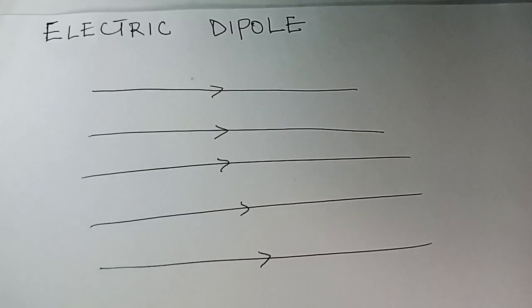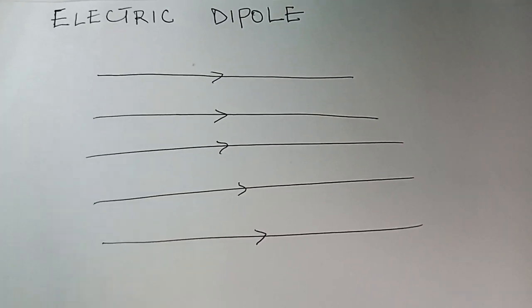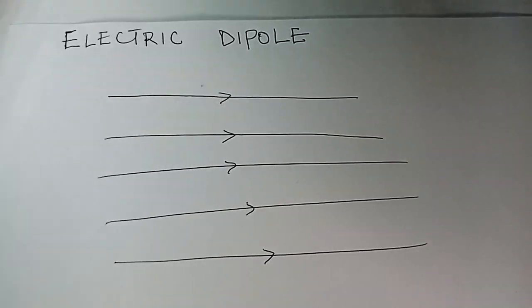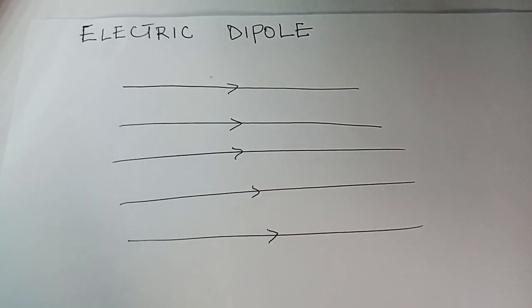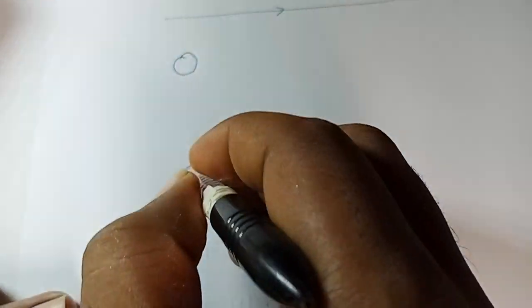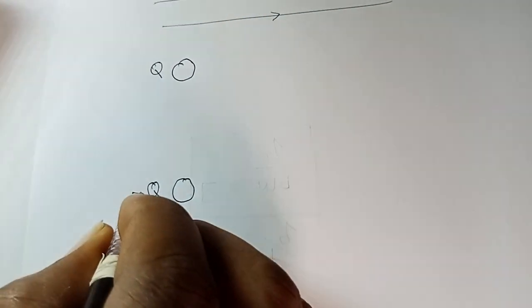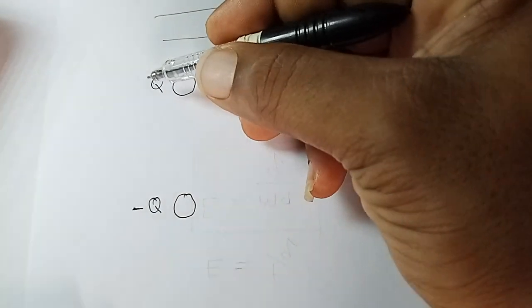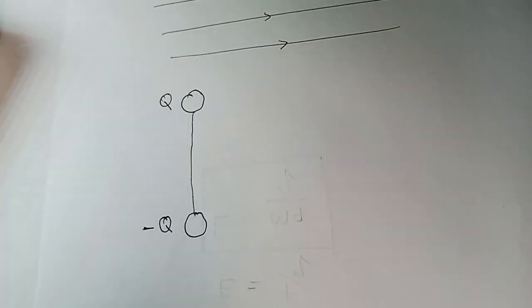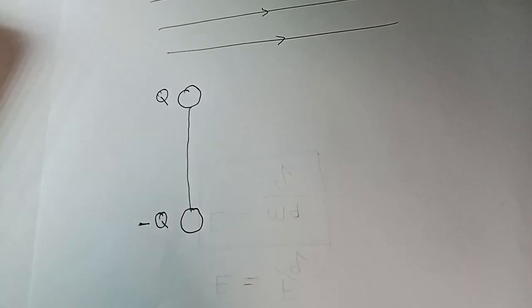Okay, today we're going to be talking about electric dipole. What is an electric dipole? An electric dipole is simply two charges of equal and opposite signs. This is a negative charge, this is a positive charge, separated by a distance. So this is what we call a dipole.